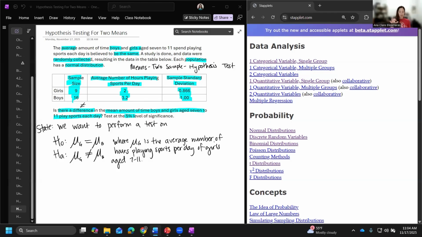Defining one is not enough. I need to define both. So I need to say, and mu B is, and then I go on again, the average number of hours playing sports per day of boys.